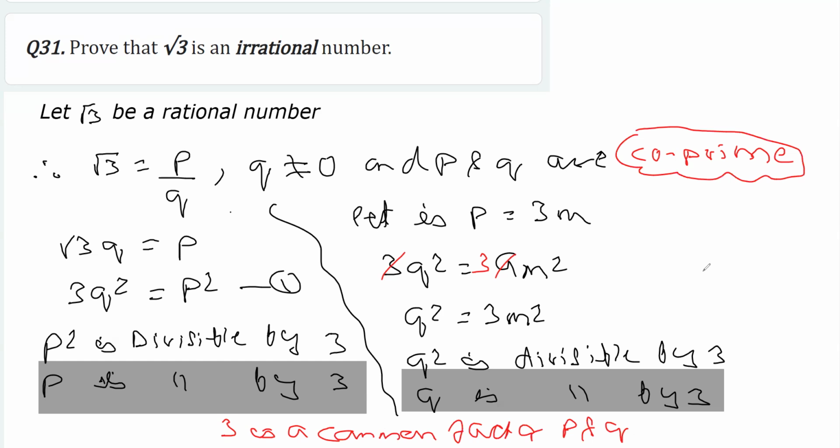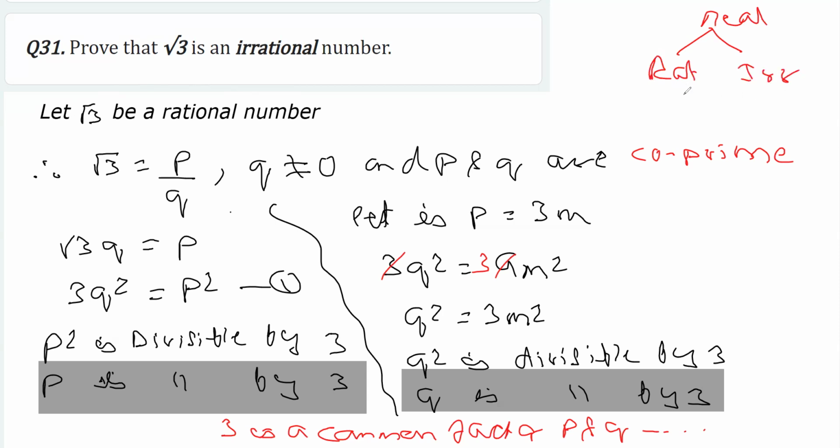But we have taken P and Q as co-prime. As I said, co-prime is one which does not have a common factor. So finally, this leads to a contradiction that root 3 is rational. If root 3 is not rational, you know that a real number can either be rational or irrational. So since it is not rational, it has to be irrational. There is no third way. So this is what you need to write down.